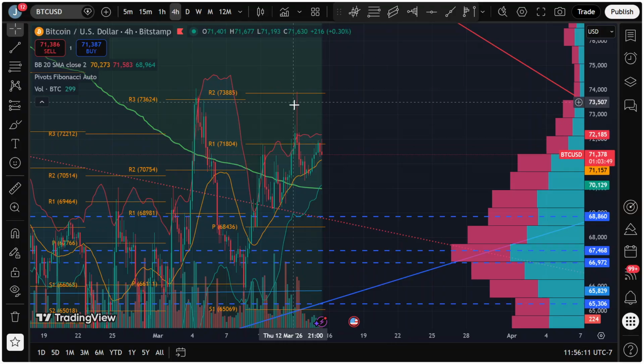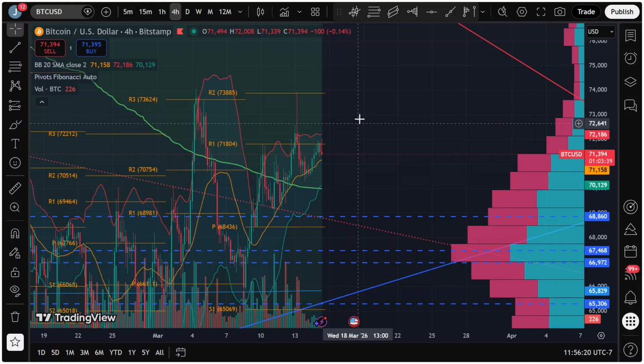All right, 73.8K, pay attention to that. 71.2K, we want the price to be above that. And as long as it closes right around there for the week, it's very bullish. And we should expect continued upside momentum.